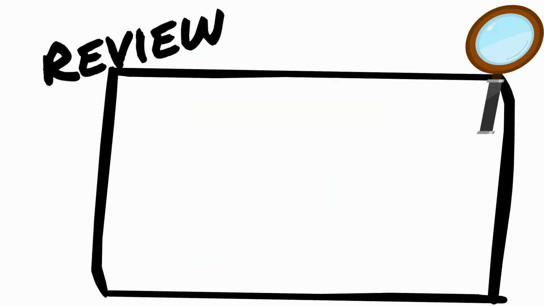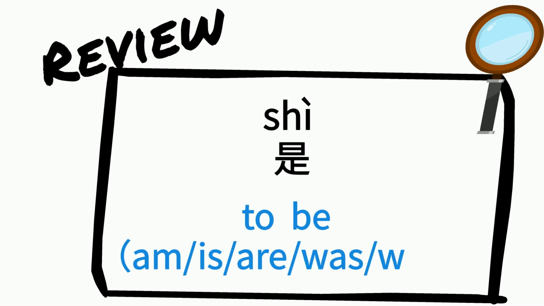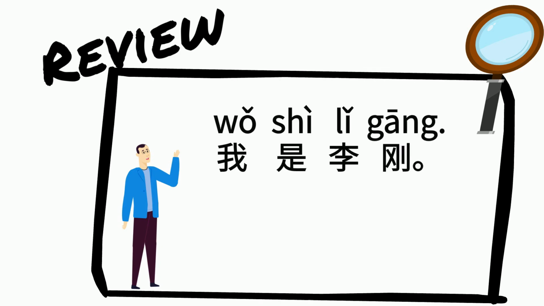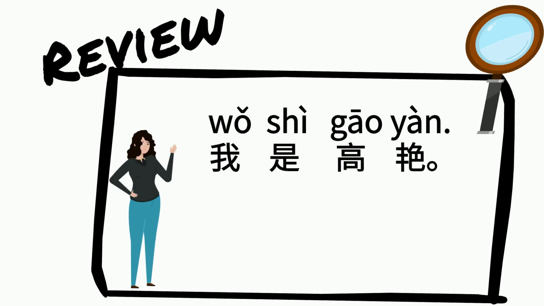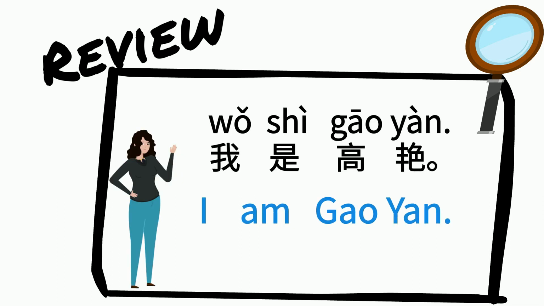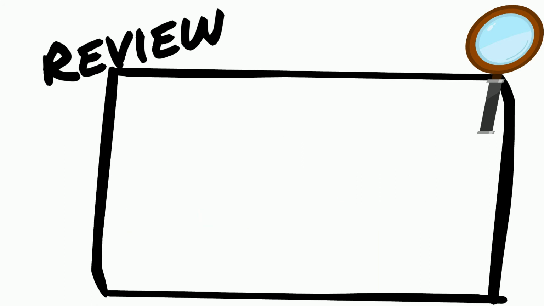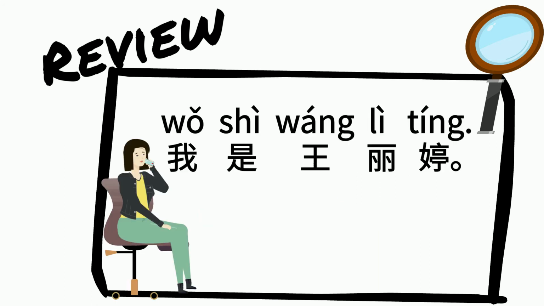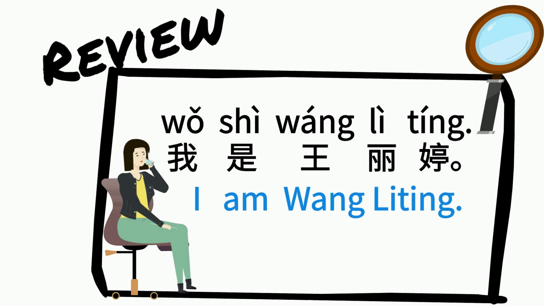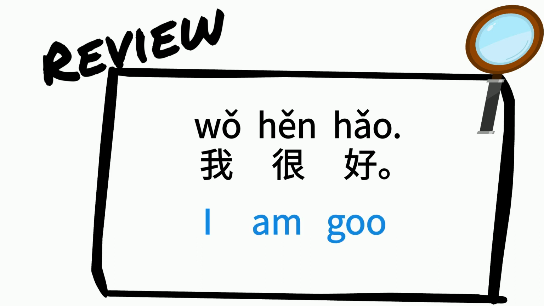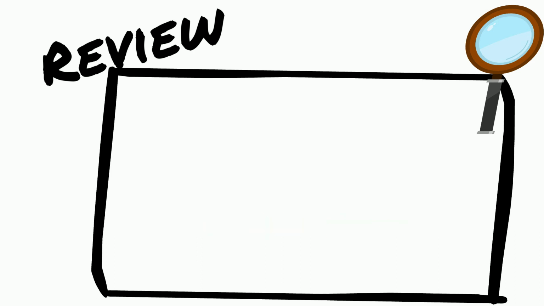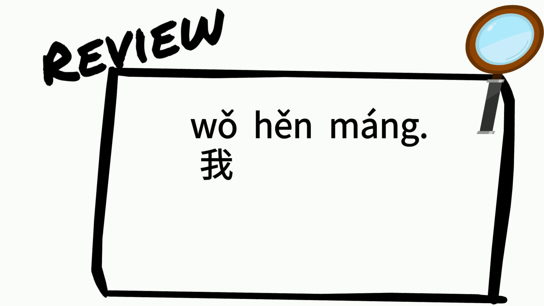Now it's time to review. 是, to be verb, am, is, are, or was, were. 我是李刚。I am 李刚。我是高燕。I'm 高燕。我是王丽婷。I am 王丽婷。我很好。I'm good. 我很忙。I'm busy.